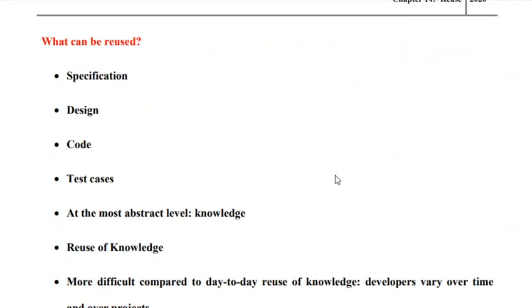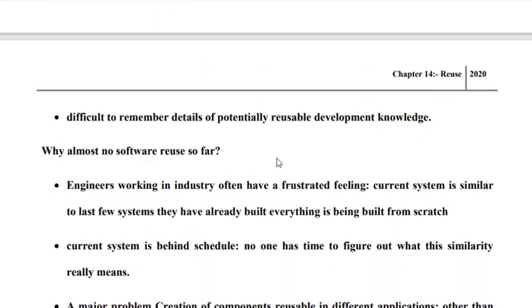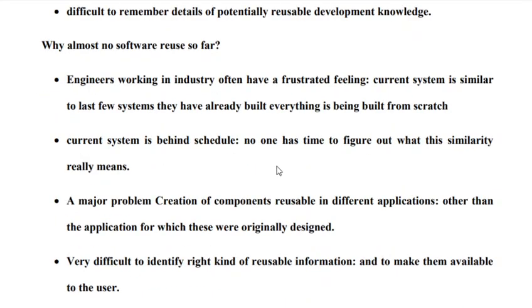Now, what can be potentially reused? Everything and anything belonging to a system can be reused. We can reuse specification documents, we can reuse design, we can reuse code, we can reuse test cases, we can reuse knowledge. Anything and everything pertaining to a system can be reused. But we need to ensure that a proper mechanism is established for promoting reuse.